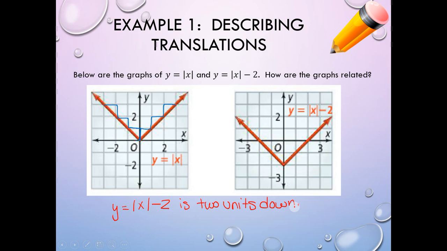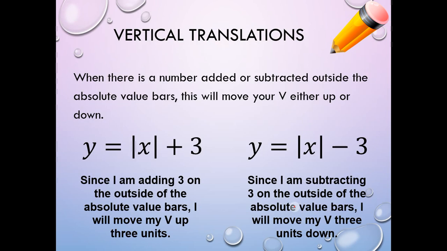Now, there is a way to be able to use these graphs and the equations to be able to pull a graph out immediately. So, vertical translations. Now, if you remember, vertical means either up or down. When there's a number added or subtracted outside the absolute value bars, your V is going to move up on the axis or down on the axis. So if I have absolute value of x plus 3, notice how the plus 3 is outside my absolute value bars here. Since I'm adding 3 to the outside, you're going to move up 3 units. So instead of starting at 0, 0, I'm going to start at 0, 3 with my graph.